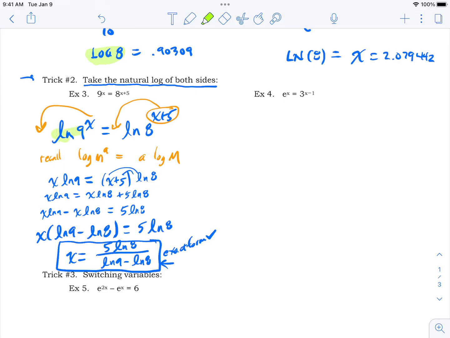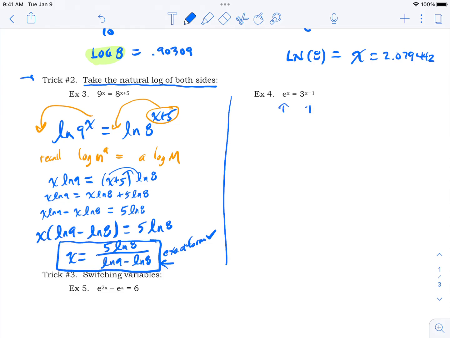We took the log of both sides. And then there was this property that said the x, or the x plus 5 over here, could come down front. That was the magic of taking the log of both sides. And then it was really just a matter of getting x by itself, using our old ways.